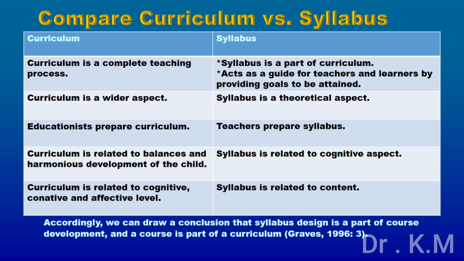Curriculum is related to balanced and harmonious development of the child. Syllabus is related to the cognitive aspect. Curriculum is related to cognitive, conative and affective levels. Syllabus is related to content. Accordingly, we can draw a conclusion that syllabus design is a part of course development, and a course is part of a curriculum. Graves, 1996, page 3.